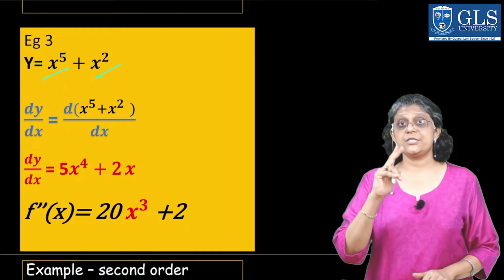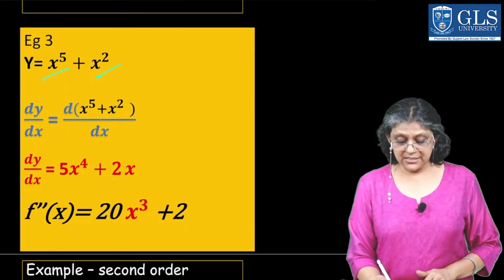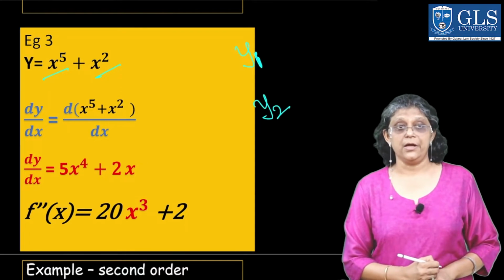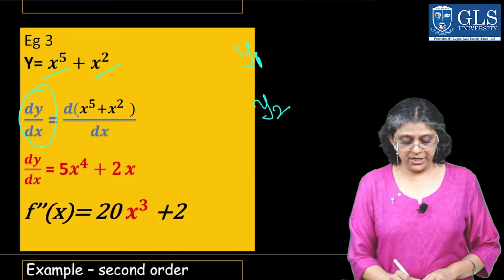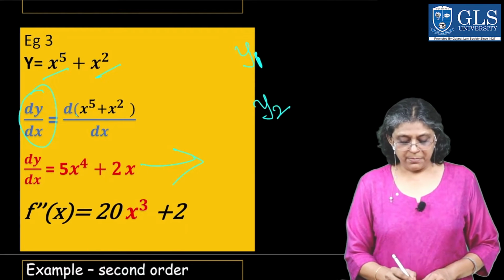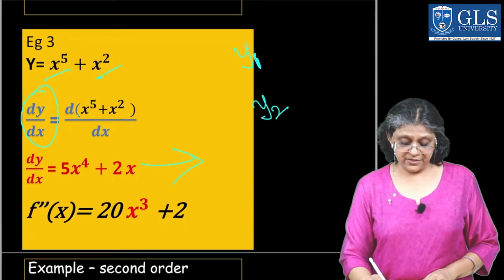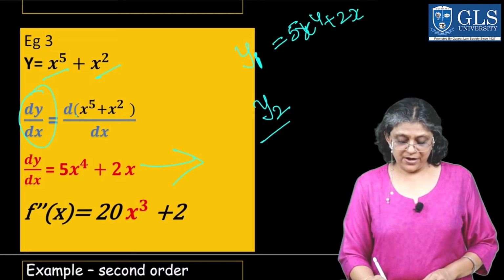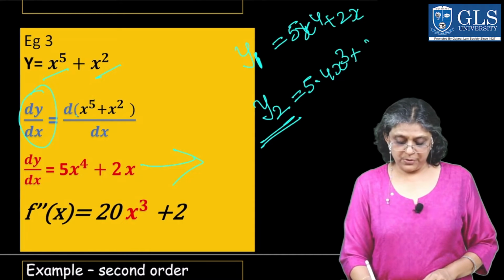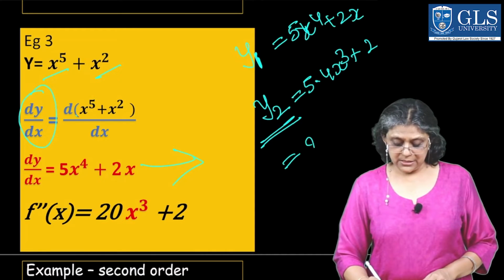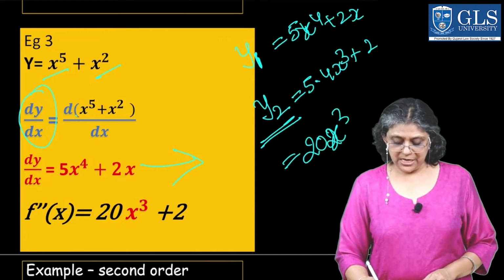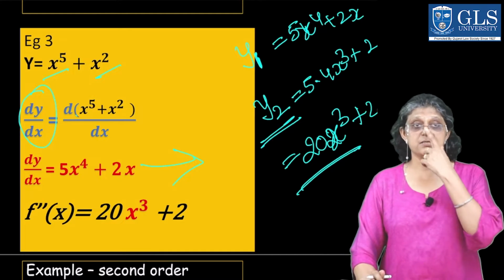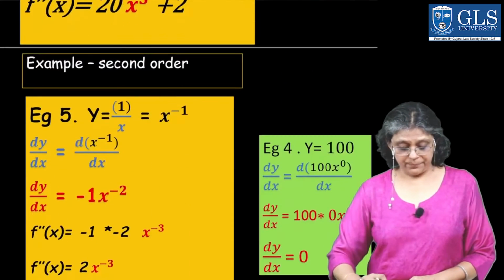Two terms, x raised to 5 plus x square. Y is equal to this, so we call the first order y1, and the second order y2. So the first order, if I differentiate, my answer is this thing. But I am taking its derivative again, that is 5x raised to 4 plus 2x. If I differentiate once again, what will I get? 5 into 4x cube plus 2. So my answer is 5 4s are 20x cube plus 2. Is it clear, all of you? Okay.